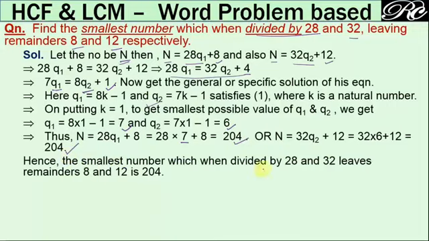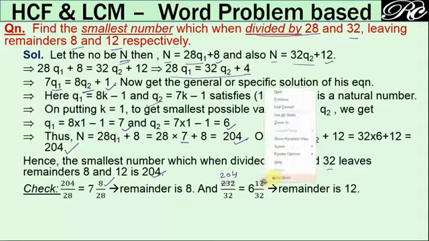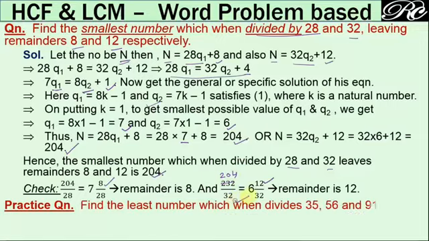Therefore, the smallest number which when divided by 28 and 32 leaves remainders 8 and 12 is 204. This can also be checked. Dividing 204 by 28, we get the remainder 8, and dividing 204 by 32, we get the remainder 12. So this is how we can calculate the number. You can do more practice.